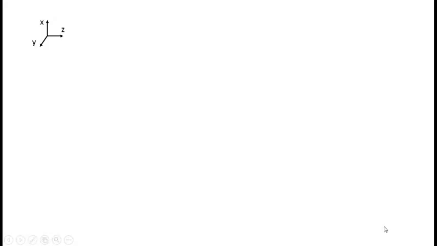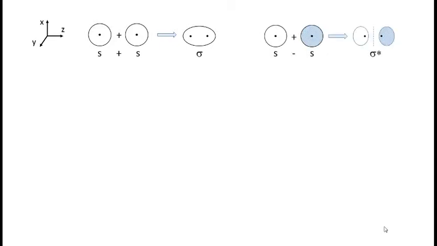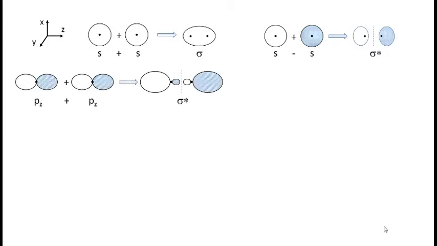In summary, when mixing s or p atomic orbitals on neighboring atoms, we get both bonding and anti-bonding combinations. The s orbitals give a sigma bonding molecular orbital with the plus combination. When we take one minus the other, which is the same as adding the negative, we get a sigma anti-bonding combination.